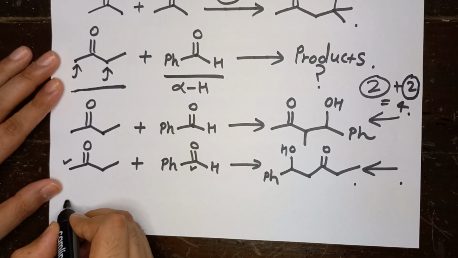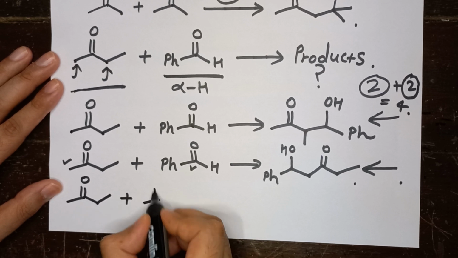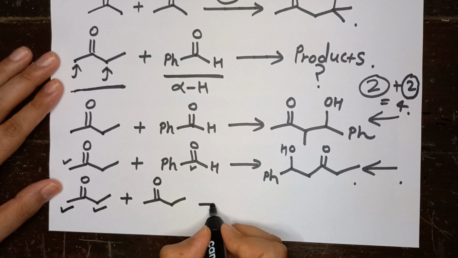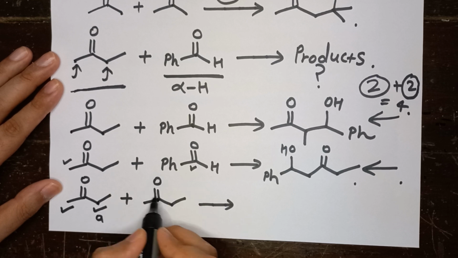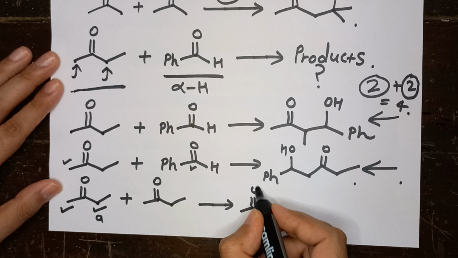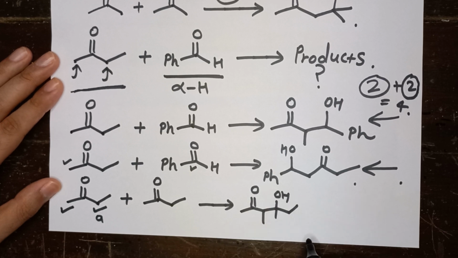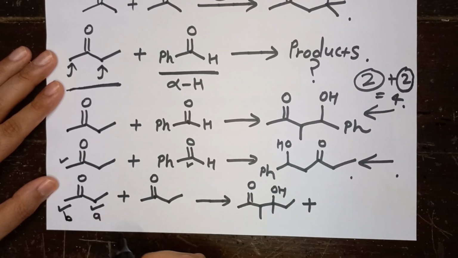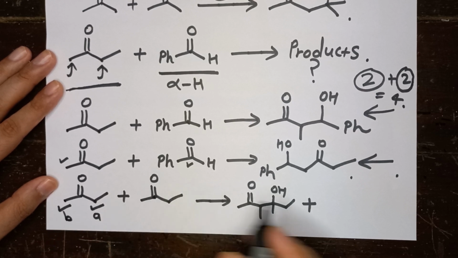So let me draw them. This molecule can react with itself from this center as well as from this center. So let's react it from this A site first. Connect this carbon with this carbon, convert it into OH. Correct? Similarly, let's use the B side, connect this carbon with this carbonyl carbon and convert it into OH.